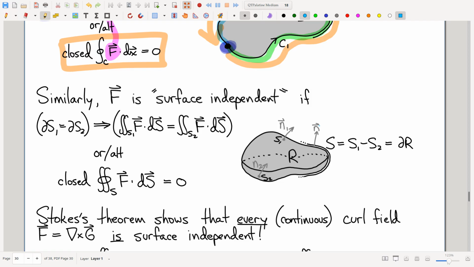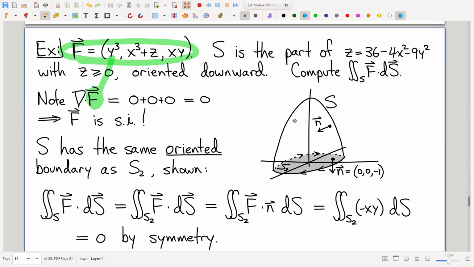So, all right, let's do it. Here's our vector field. Compute the divergence. Easy partials, right? The x partial of this is obviously 0. The y partial of this is obviously 0. The z partial of this is obviously 0. And our divergence is 0. Our vector field is surface independent.